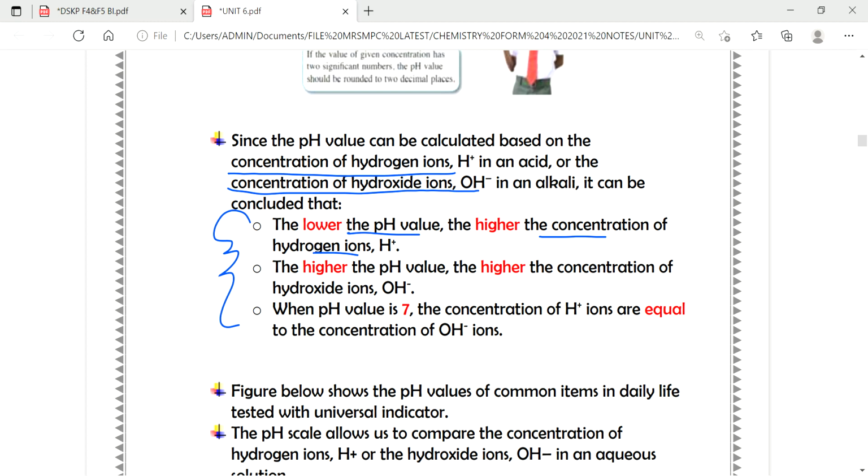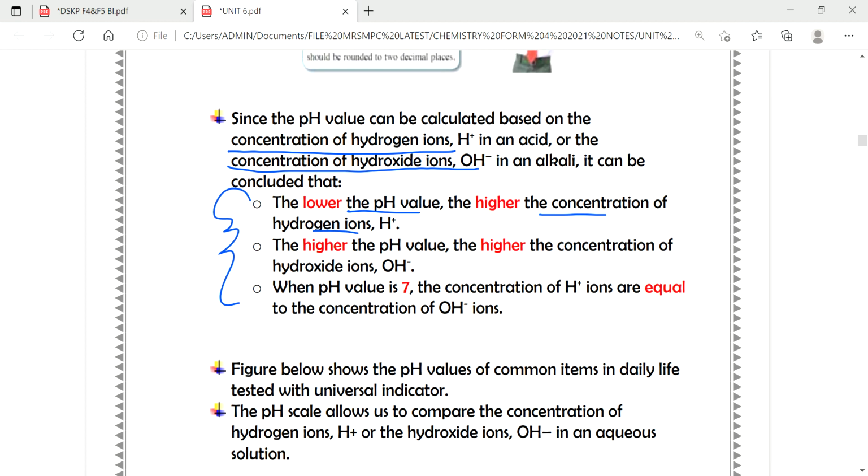Okay, kalau the higher the pH value, kalau 8 naik ke 14, kan, yang alkaline tu kalau semakin tinggi nilai pH value, semakin dia more alkaline. Bila more alkaline means that hydroxide ion sangat tinggi. That's why the higher the pH value, the higher the concentrations of hydroxide ions. That's why dia jadi more alkaline. More alkaline lah kat situ.